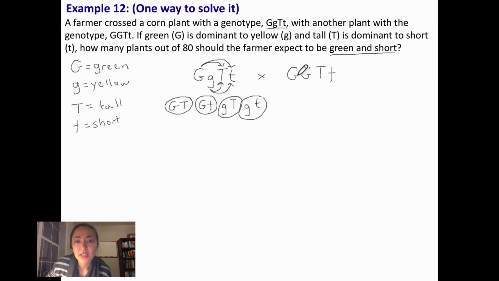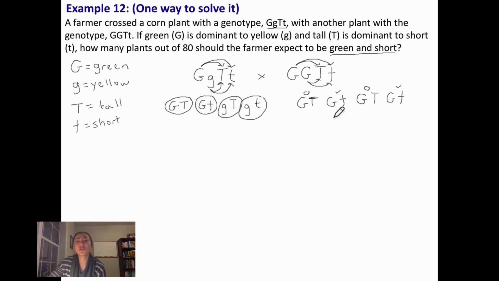Now let's look at the parent over here. We're going to pair it up the same way. Take that first letter of the first pair and pair it up with both letters of the second pair. So we get a big G with a big T, and a big G paired with the little t. Take the second letter, do the same thing, pair it with both letters of the second pair, and we would get a big G with a big T, big G with a little t. Well, do you see any repeats here? This one is repeated with this one, and this one repeats with this one. So there's really only two different possible gametes: big G, big T, and big G, little t.